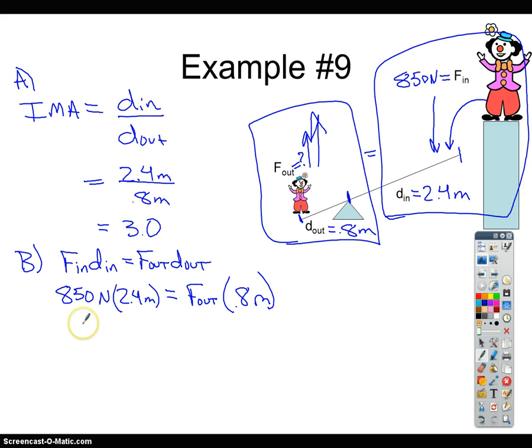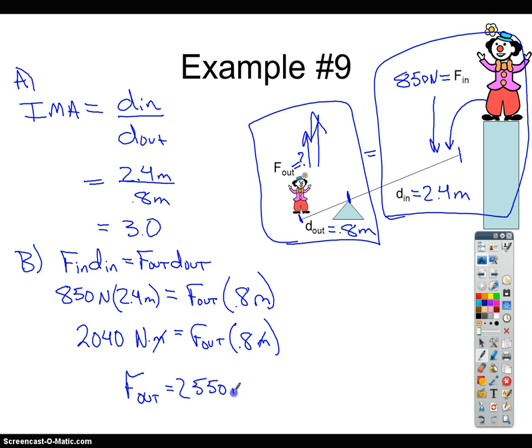If you multiply the 850 times 2.4, you get 2040, and the unit here is going to be a Newton times a meter, and that's equal to F_out times 0.8 meters. Notice that when you divide both sides by 0.8, the meters will cross off, and we're left with newtons, and that's what we wanted. So the force out for this problem is 2,550 newtons. And that is the end of example problem number 9.